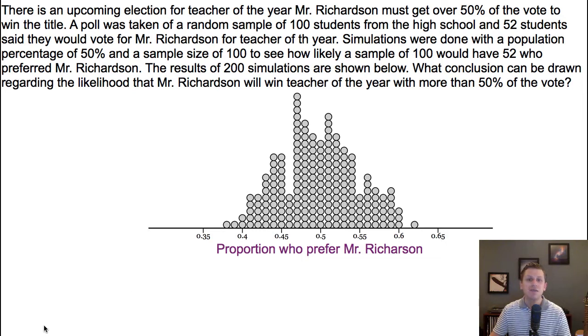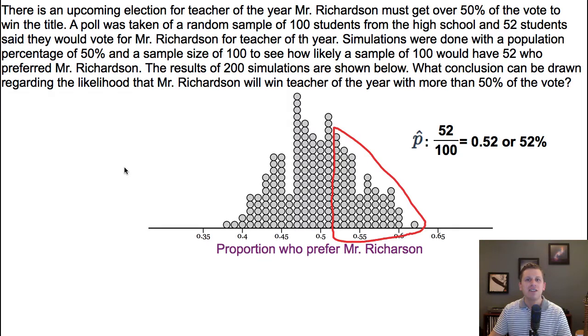Well, when I did this in reality, what had happened was I saw that 52 students said they would vote for me out of 100, so 52% said they'd vote for me. Now what I want to see is if I actually had 50% of the students, much like in the example I just showed you, how likely would it be to get 52%? First thing we have to do is find 52% in our computer simulation. Here's 50%, 51%, so 52% is right here.